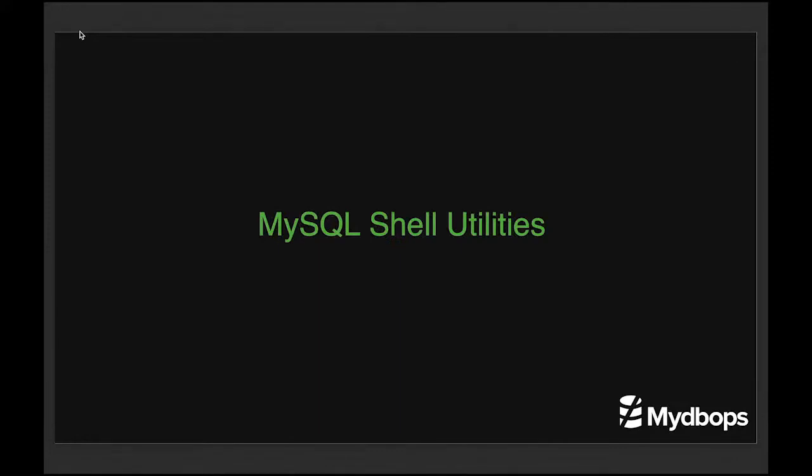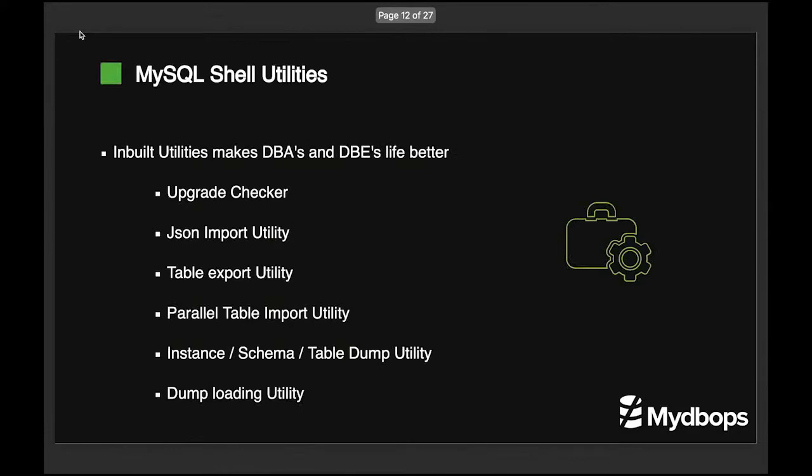MySQL Shell utilities. MySQL has Shell as the inbuilt utilities which serve different purposes. One of the first and foremost utilities, which came in 8.0.13, is the upgrade checker utility. Hope most of you might have used it for your DB upgrades. And there are many more, like the JSON import utility, table export, parallel table import, or schema dumps.